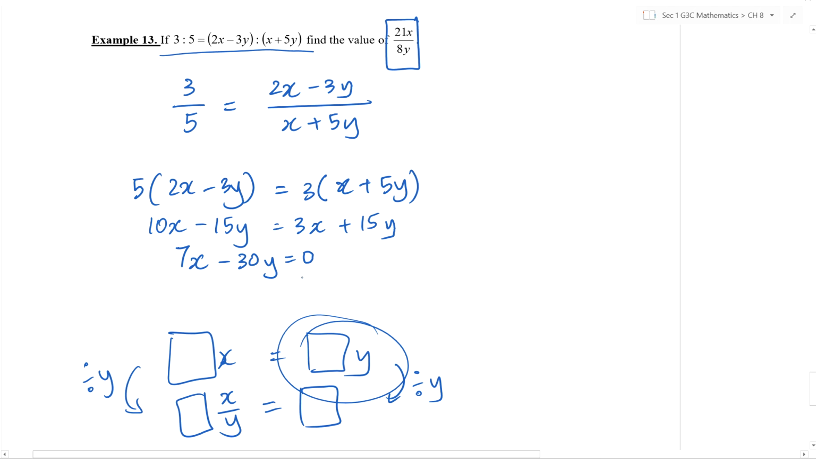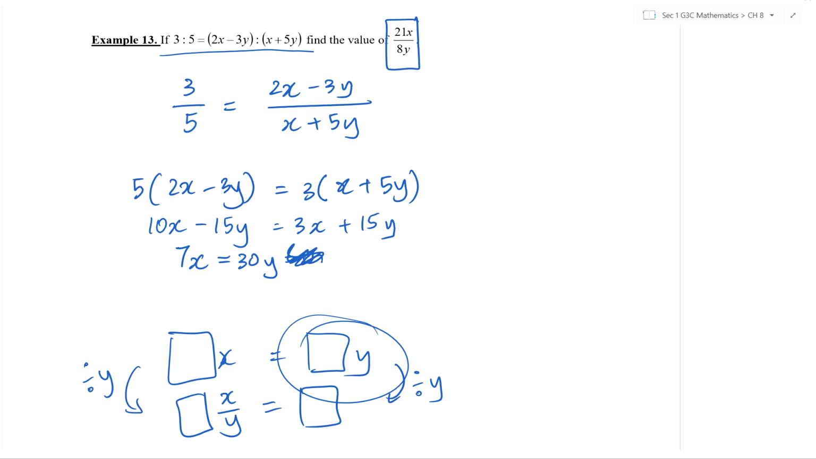Now 7x minus 30y is equal to 0. Definitely there is a relationship between x and y, right? 7x minus 30y equals to 0. What does that tell you about 7x and 30y? They are the same, right? So that if you minus one from the other, it must be 0. So actually, 7x is equal to 30y. Agree so far?